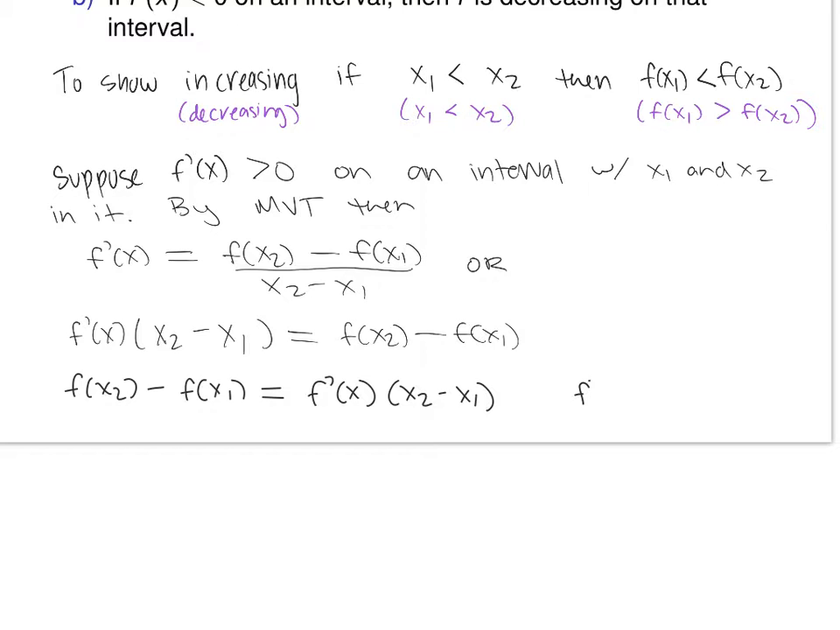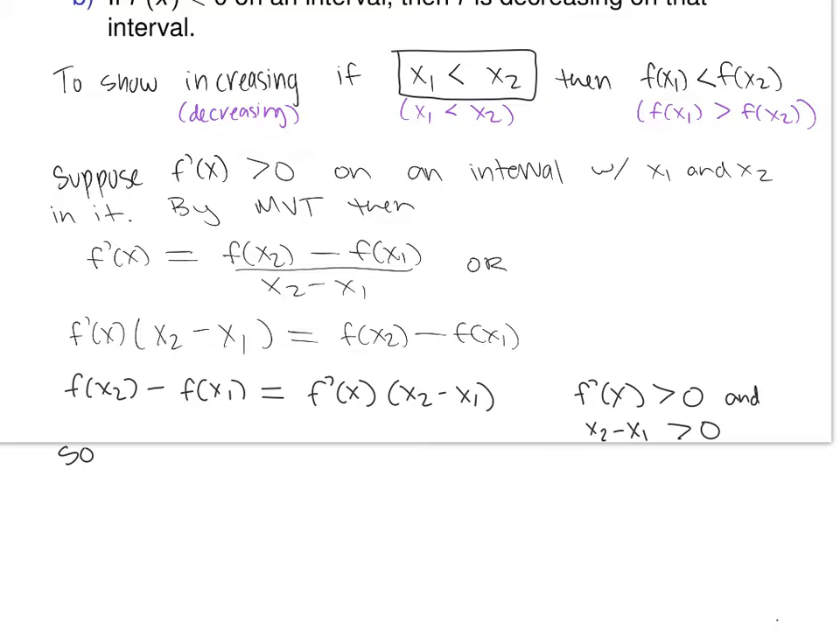So we know f prime of x is bigger than 0, right? Because we said, suppose that was true. And how about x2 minus x1? How do you know that's positive? Well, you did assume that x1 was smaller than x2, and if x1 is smaller than x2, then taking the bigger x minus the smaller x is going to yield a positive number, right? This is also positive.